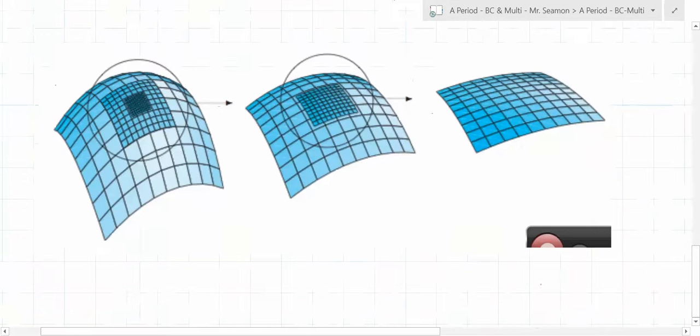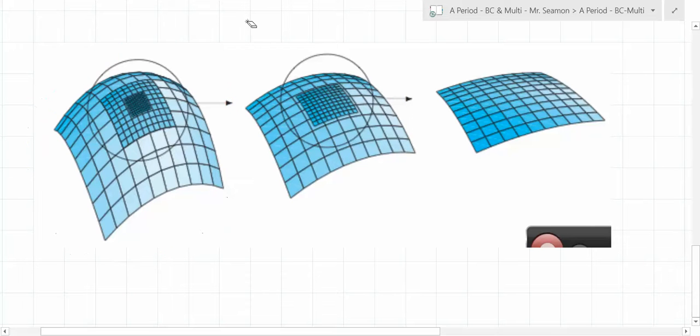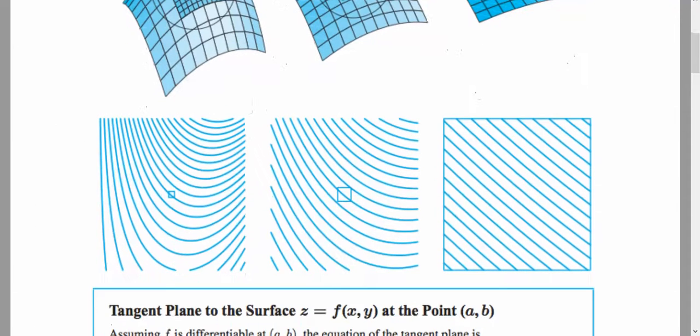We're starting here with some sort of generalized surface that's continuous. And what's going on as you move to the right here? You're zooming in. So the idea is, as you zoom in, what does it look like? It's getting locally linear. Oh, look at that. We're going to talk about tangent planes.